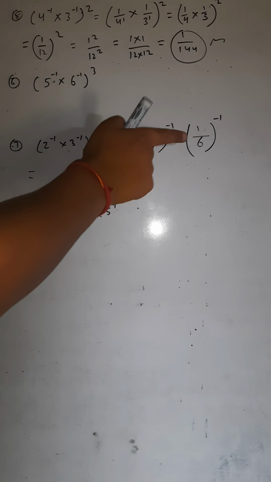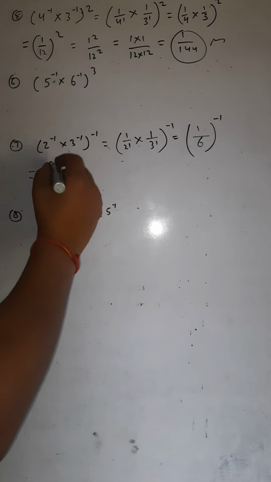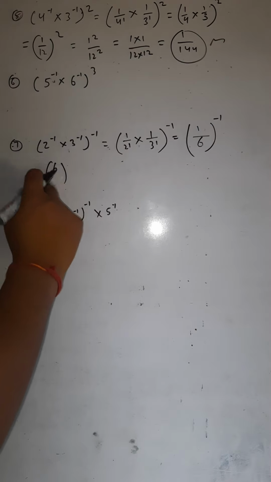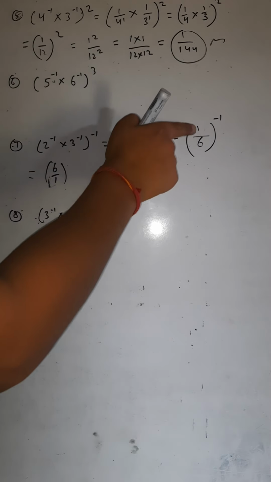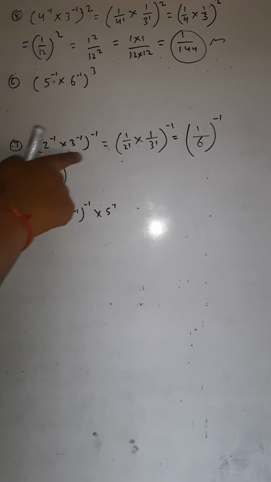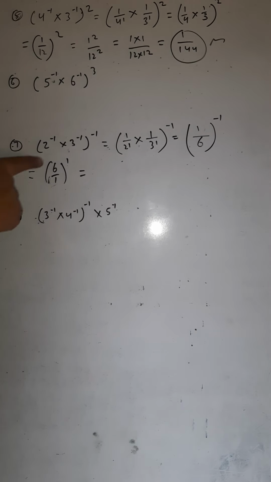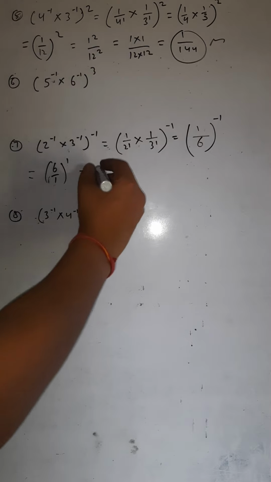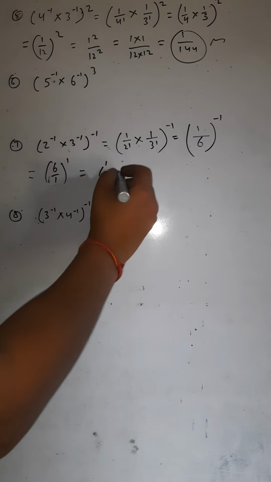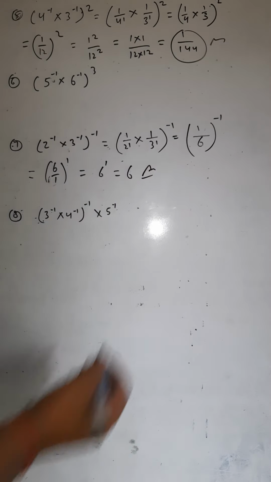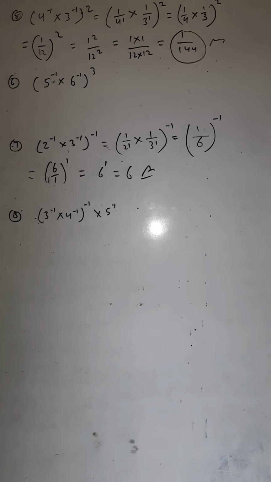So 1 by 6, if I write this 1 by 6 as 6 by 1, so the power would become here positive. Are you getting this? Now 6 by 1 means 6. 6 raised to the power 1 it is. So 6 raised to the power 1 is 6. So this is the answer here. Are you getting this? So similarly, you would solve this one question also.